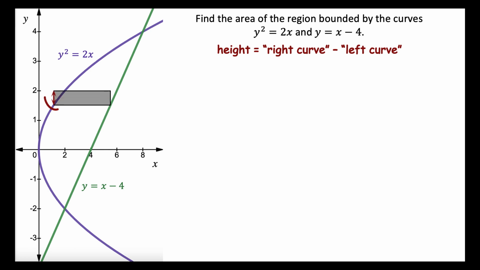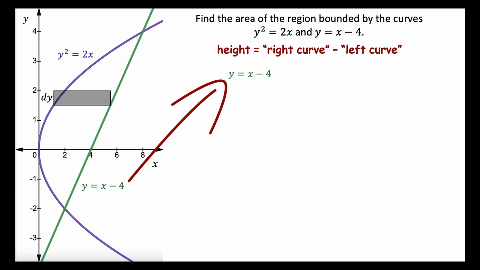The width of the typical approximating rectangle is now parallel to the y-axis, so the width is not dx. Instead, the width of the typical rectangle is dy. And since the width is dy, we must treat y as the independent variable and integrate with respect to y. This means we need to write the equation of each curve so that it is a function of y. To do this, we need to solve each equation for x. Let's start with the right curve.